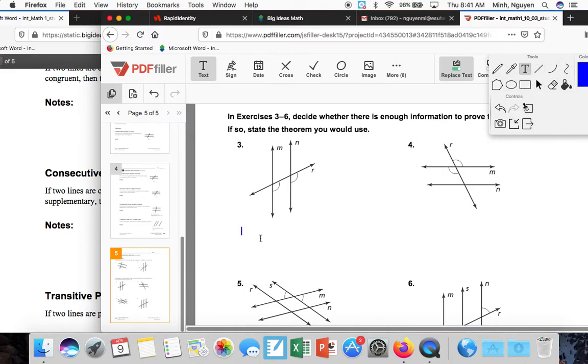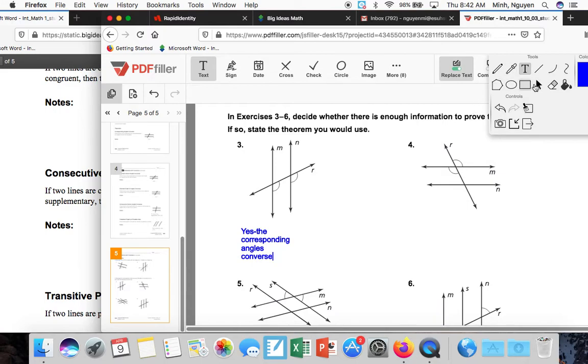So we could go ahead and start by saying yes, there is enough information because it has two angles that are corresponding. The corresponding angles converse. I don't know why I can't space, but you can just write them next to each other. My space bar is weird.